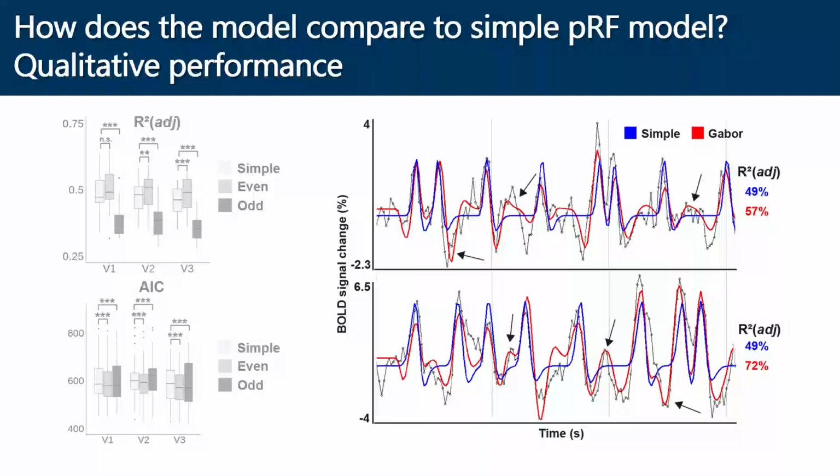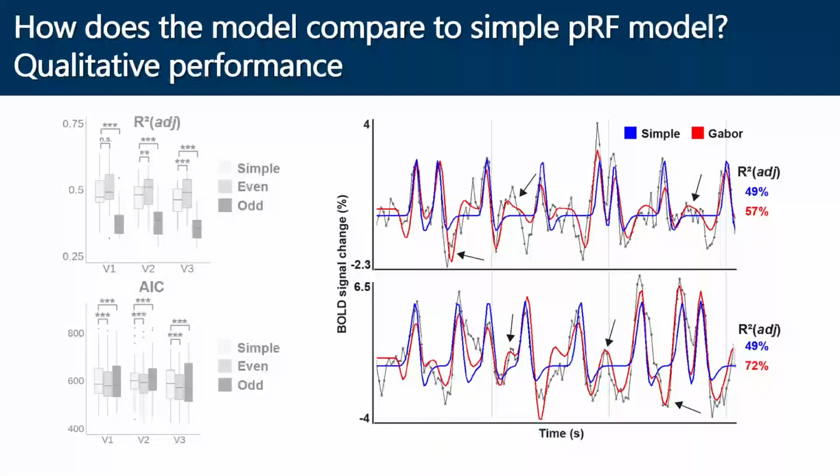Here are examples from visual area V1 of one participant, and it might not be V1, it might be V3. I confused. Sorry, I apologize. But we can see with the arrows that there are some parts of the BOLD signal which we can capture with this model quite nicely, for example, the negative parts.